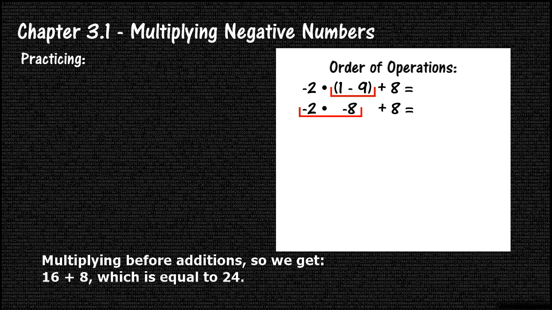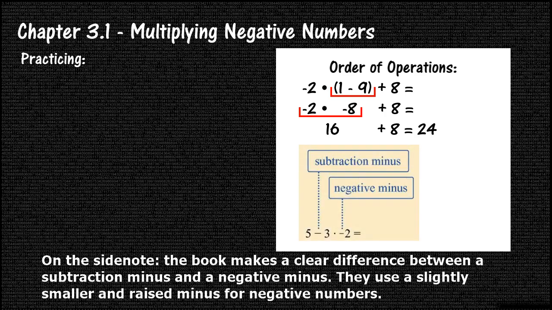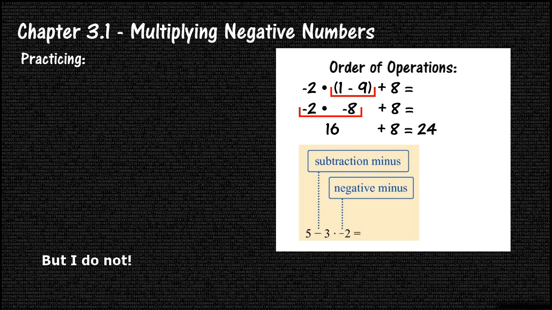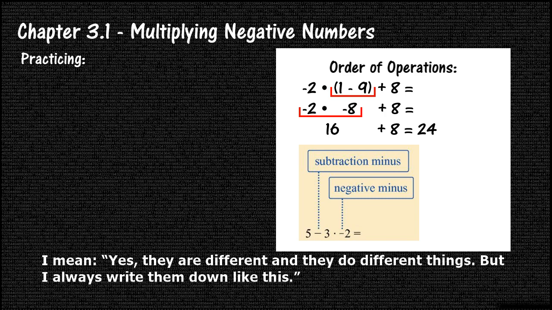Multiplying before additions, so we get 16 plus 8, which is equal to 24. On a side note, the book makes a clear difference between a subtraction minus and a negative minus. They use a slightly smaller and raised minus for negative numbers, but I do not. I mean, yes, they are different and they do different things, but I will always write them down like this.